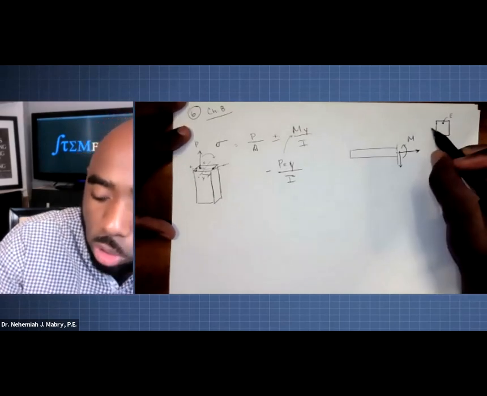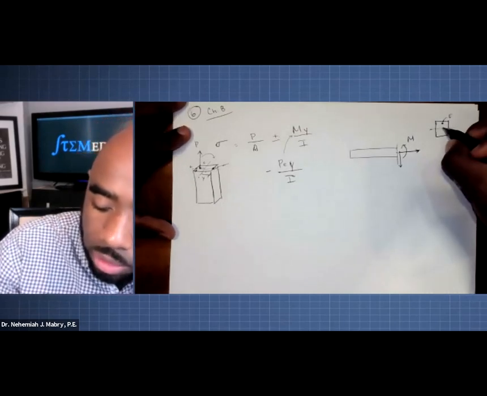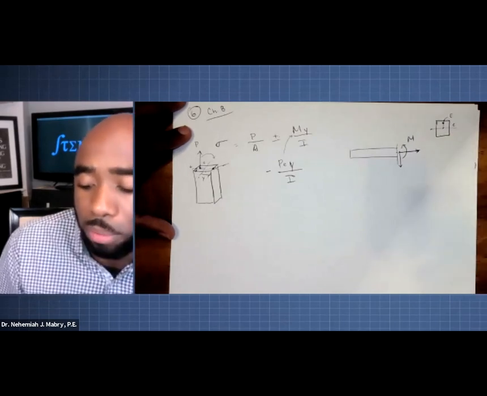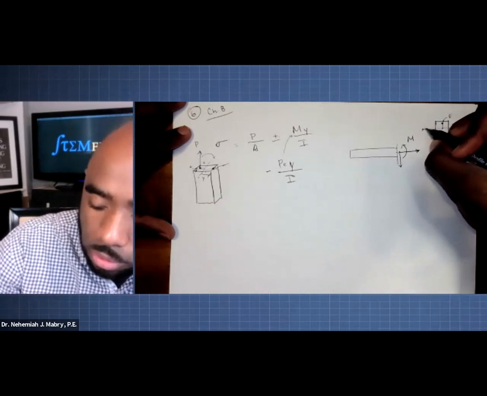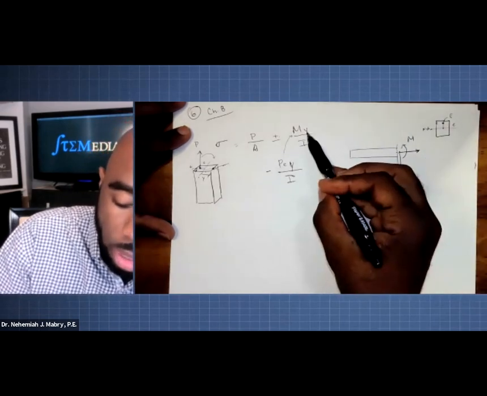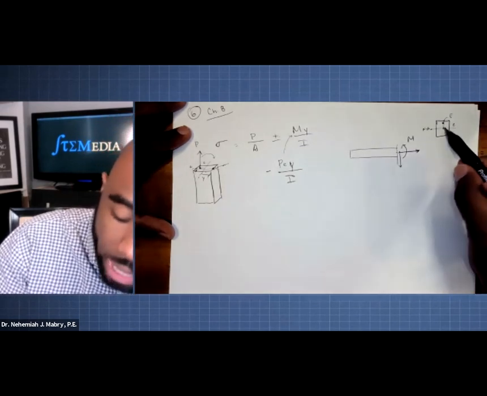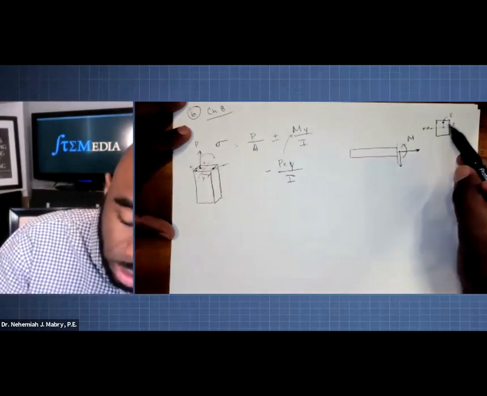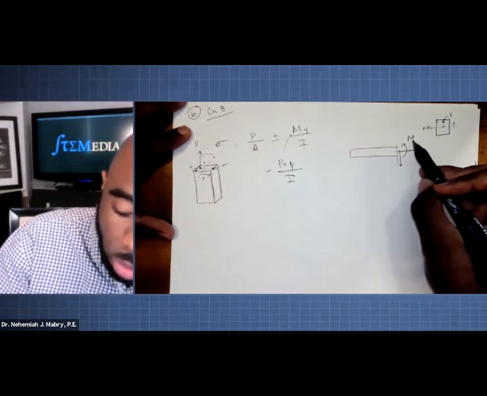So this is just shown so you'll know that they're asking for it at a particular distance away from the neutral axis. So that distance is going to inform your Y, right? The point that they wanted is the Y. So Y is the distance from the neutral axis to the point of interest. And then the moment is that internal moment.